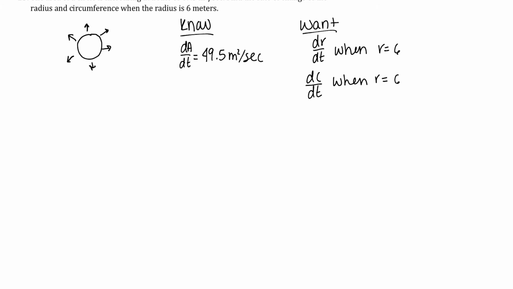So let's start with finding a way to relate area to radius. The area of a circle is pi r squared, and that relates area and radius together, so we can then use the information we have. So we're differentiating both sides with respect to t.